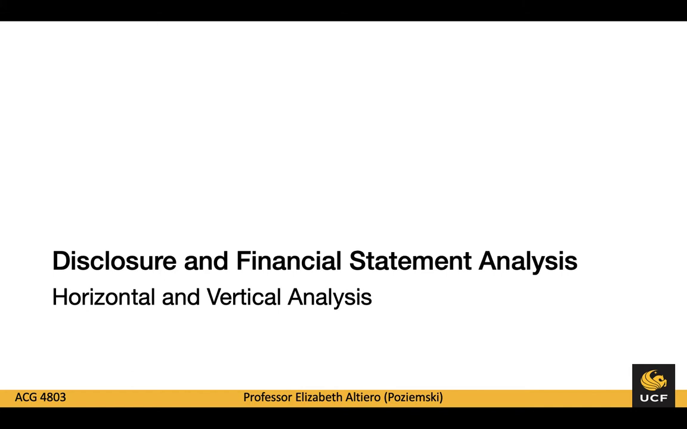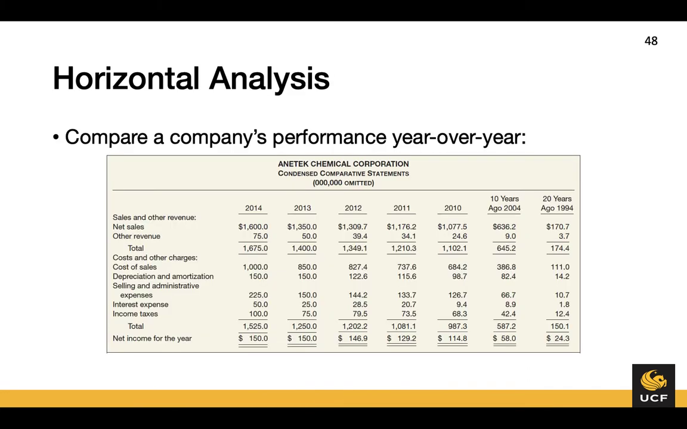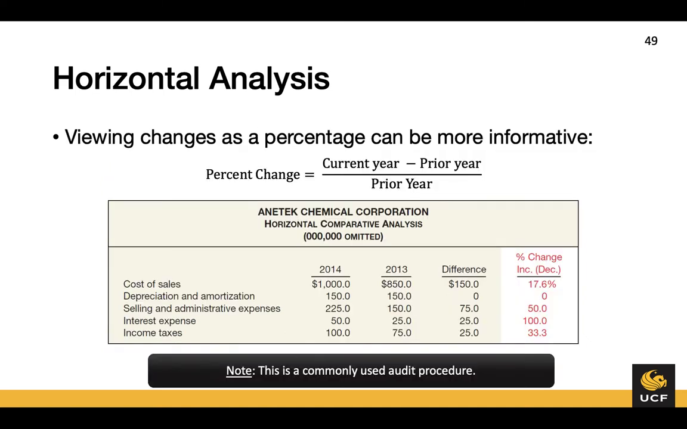In this video, I will be talking about horizontal and vertical analysis. Horizontal analysis is a comparison of the company's performance to itself in a prior year. Instead of just looking at multi-year results, it can be helpful to calculate the difference and the percent change.